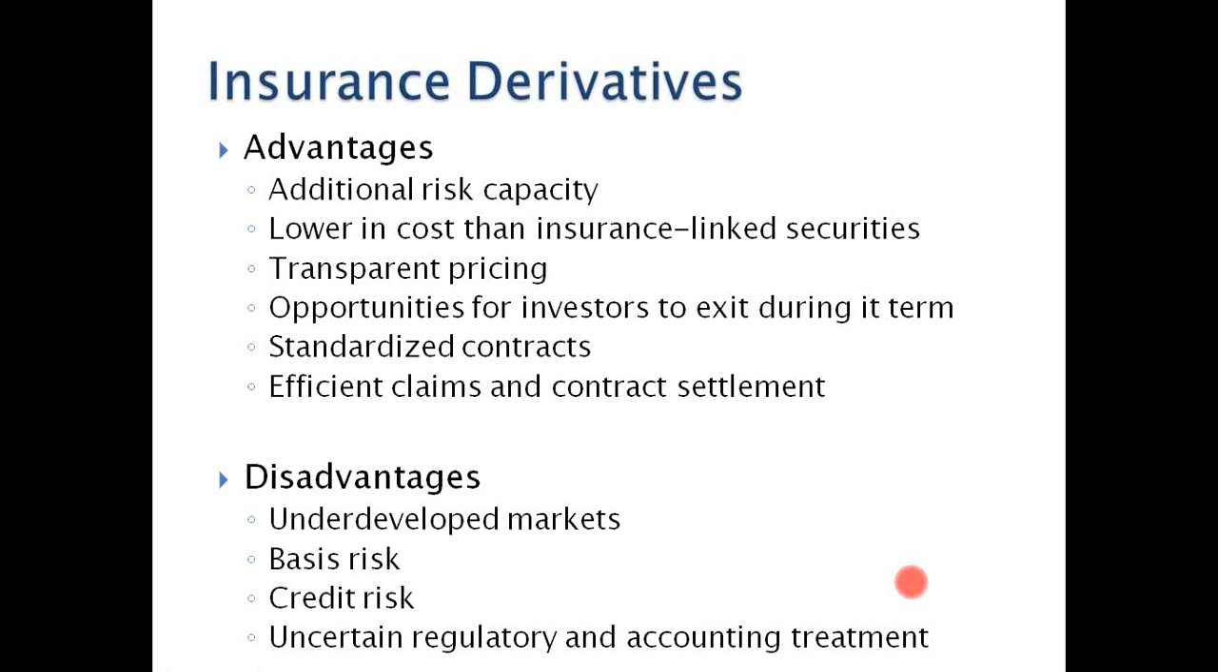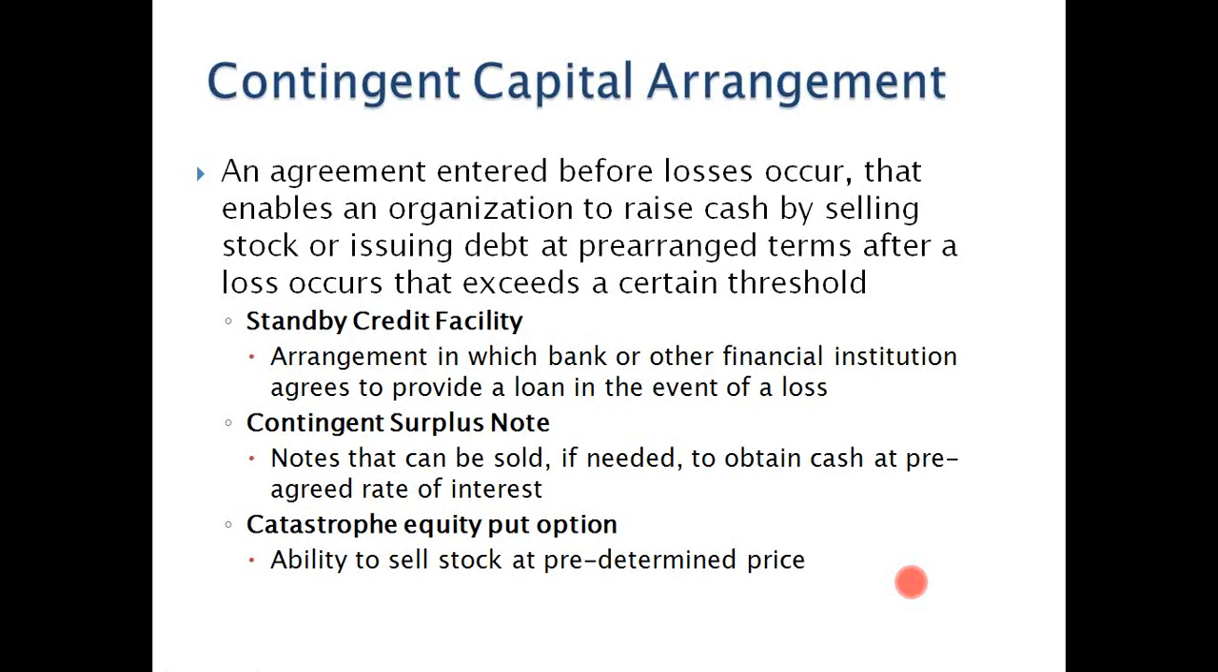And then uncertain regulatory and accounting treatment. Again, this goes back to the question of who regulates. Is it insurance or is it investment? And then there's also the issue of tax, a taxable event, those types of things. Is it a liability on the books? There's a whole bunch of questions that go along with that. And then I think this last one, contingent capital arrangements, is hopefully the easier one to understand here.